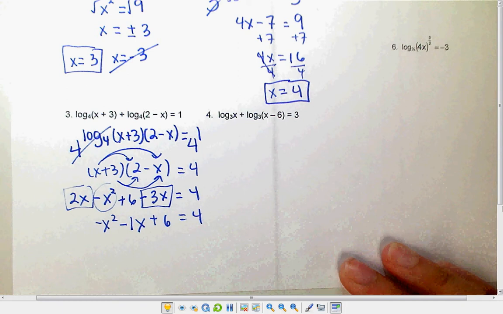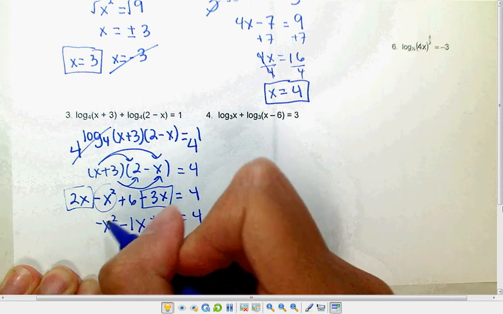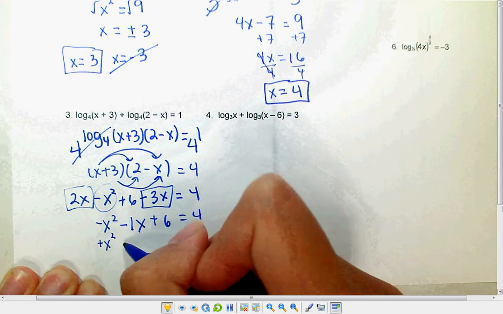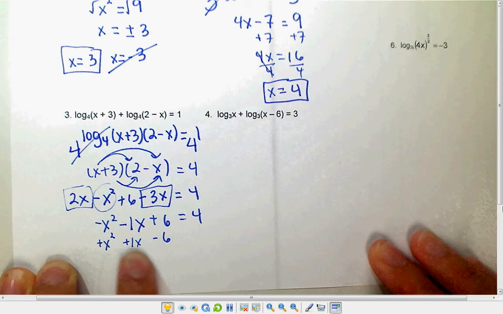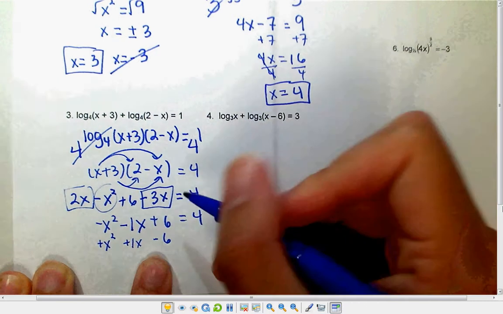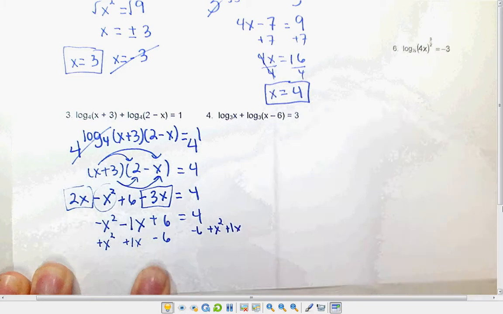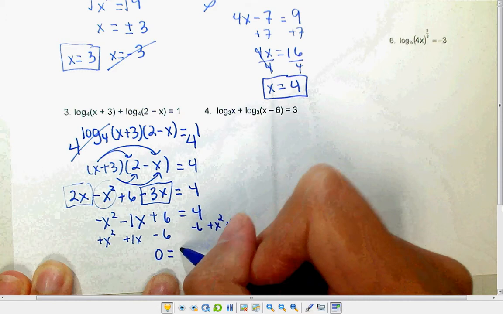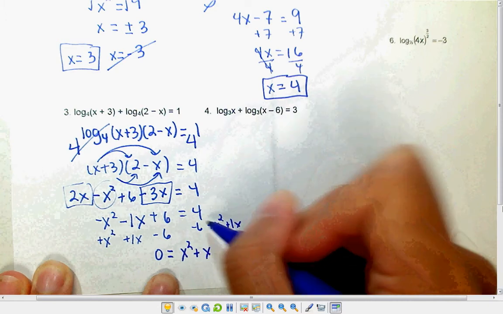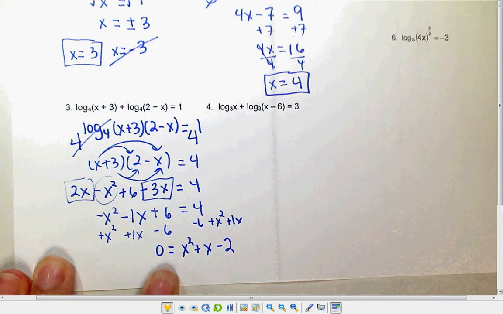To solve this, it's clearly a quadratic. What I need to do is get everything onto one side, so it's equal to 0. So I'm going to move, because this is a negative x squared, I want my x squared to be positive, so I'm going to move everything on this side over to the other side. So I'm going to plus x squared plus 1x minus 6. Whatever I do to this side, I'm going to do to this side as well. So plus x squared plus 1x minus 6 is going to go with the 4. So this is now 0 equals positive x squared plus 1x. 4 minus 6 gives me negative 2. And this is the equation that I'm going to solve.